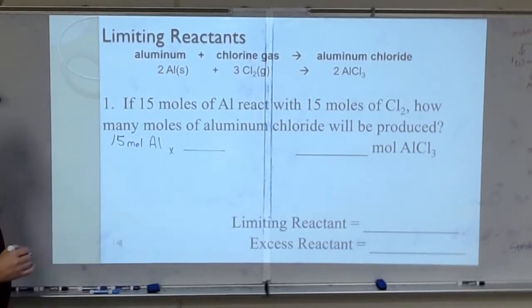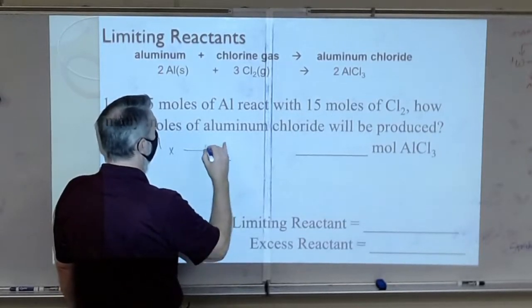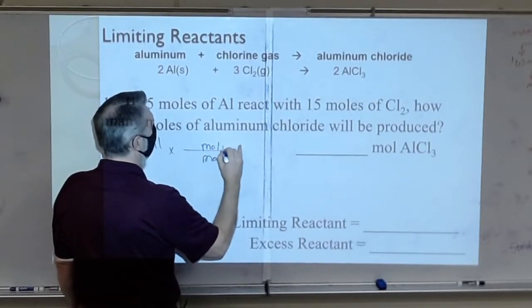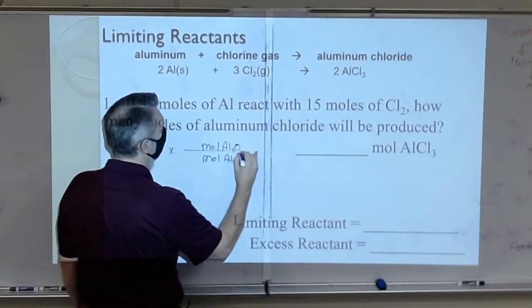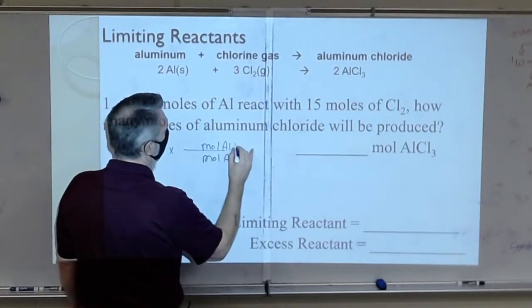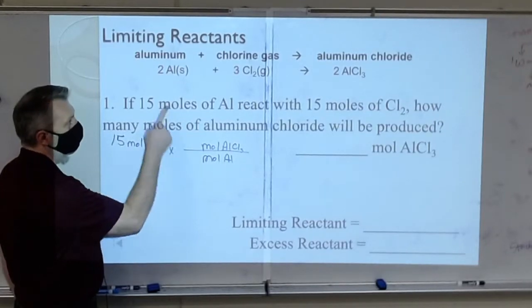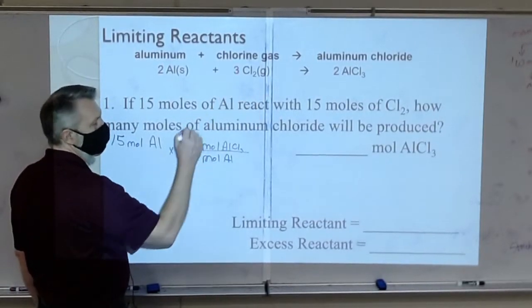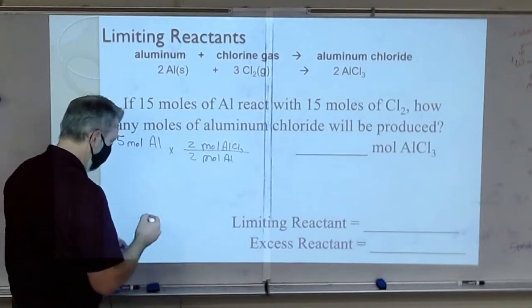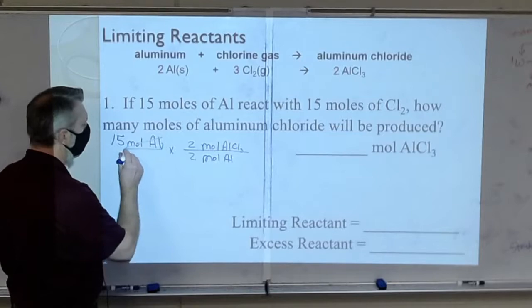And I need to convert moles of aluminum to what? Moles of aluminum chloride. So I'm going to write moles of aluminum and moles of aluminum chloride. Okay, and what number is going in front of aluminum? 2. And what number is going in front of aluminum chloride? 2. Just like before, we're going to cancel out my units that are moles of aluminum.